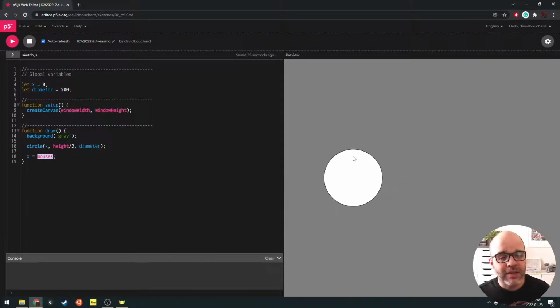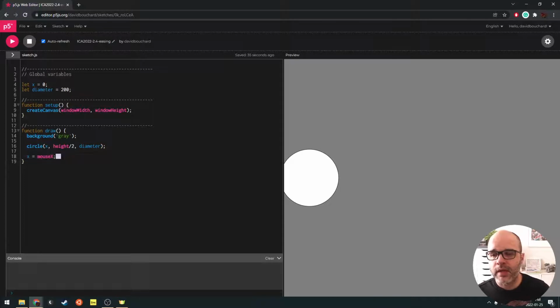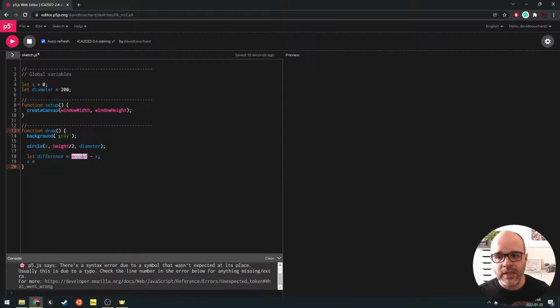So we could look at the difference between where my circle is and where the mouse is, measure that difference, and then add the difference to the position so that the two line up, the two match. Okay. So instead of writing that, let's calculate the difference. The difference is going to be mouse x minus x. So this is where mouse x is, this is where my circle is, and there may be a difference between them, if I've moved my mouse in between frames.